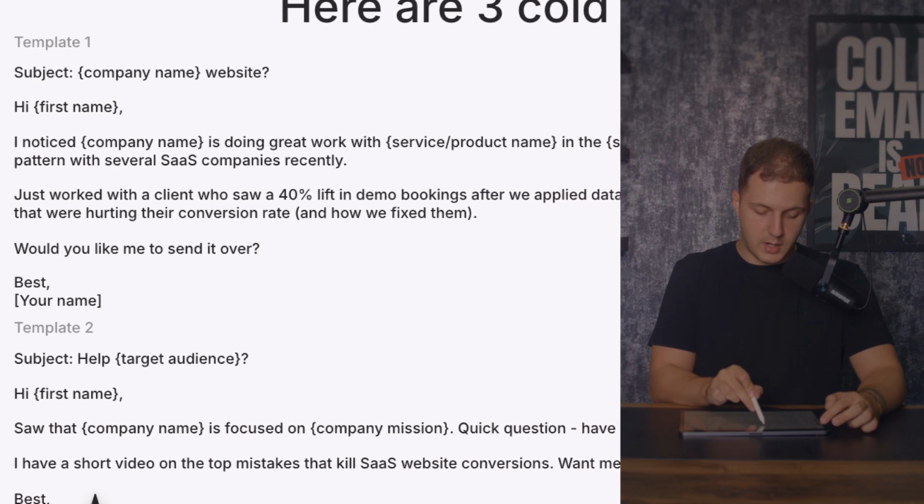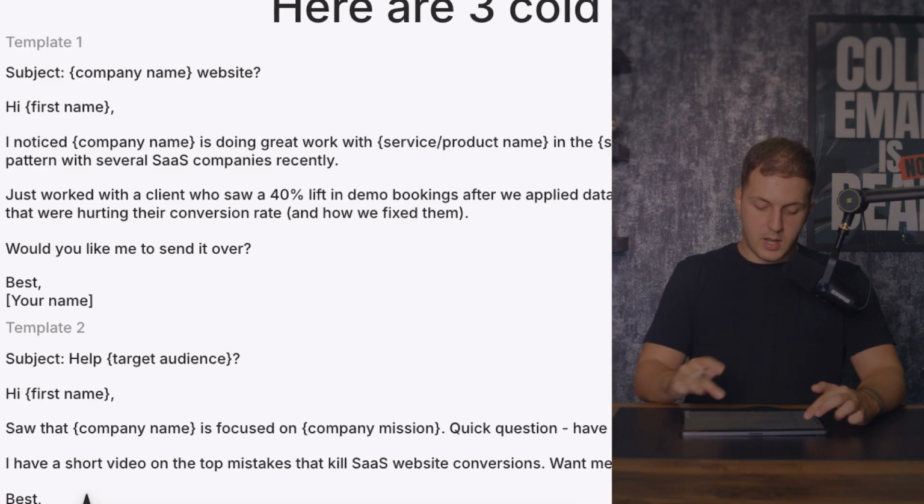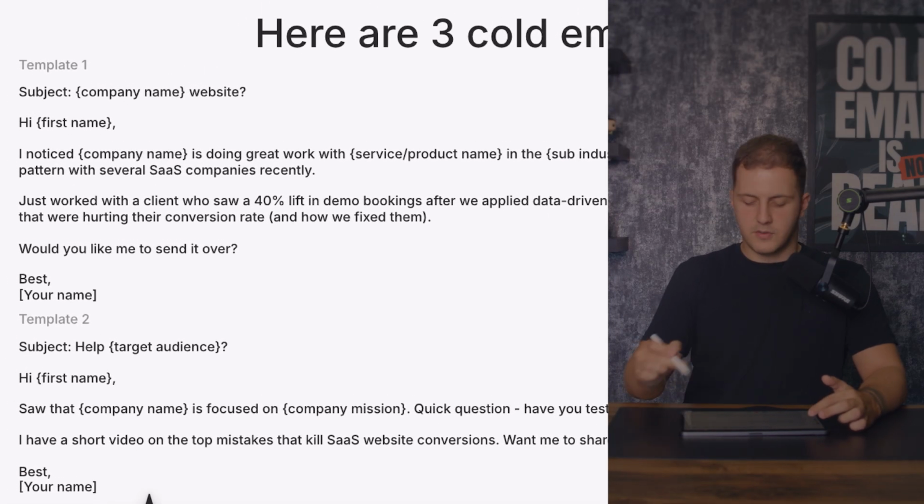In some cases, you want to book a call directly. In some cases, you just want to generate leads by offering them free value and so on, which is something that we usually suggest. Now, once we enter this information, our tool essentially spits out 3 different email templates that you can use. For example, subject line is company name, website. I noticed company name is doing great work with service name and so on.